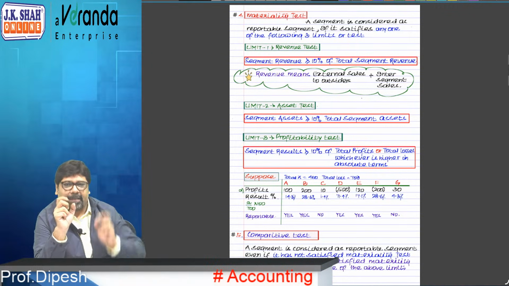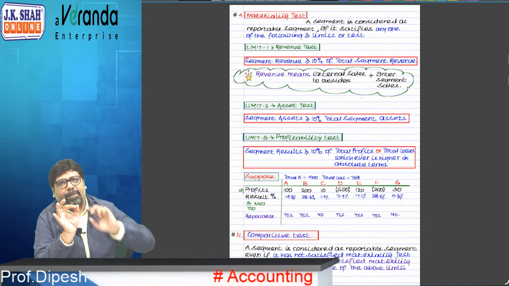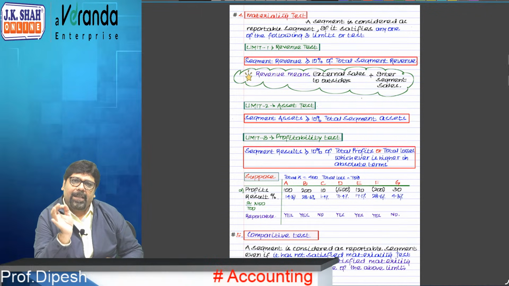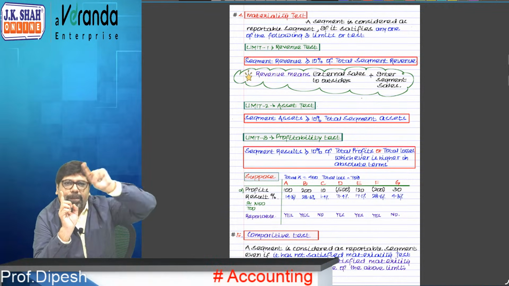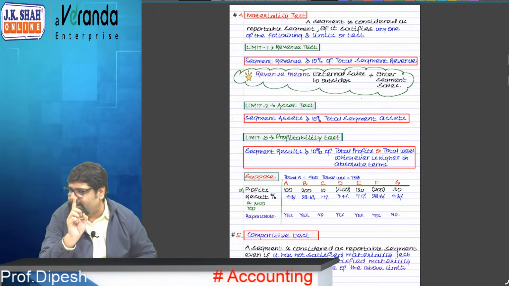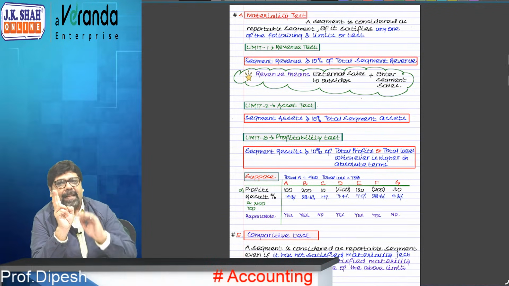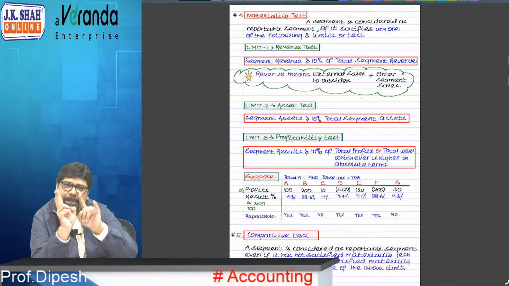Number one, a segment whose revenue is 10% or more than the total revenue of all the segments put together is a reportable segment. Revenue means internal plus external revenue. Number two, segment assets: any segment whose assets are 10% or more of all the assets put together is a reportable segment.